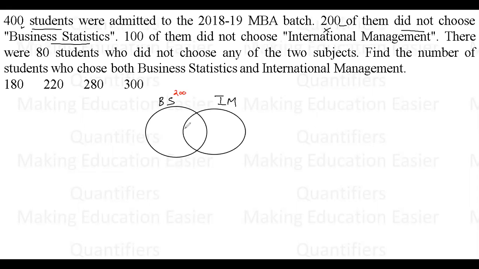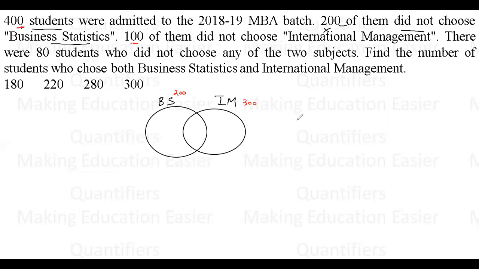Right? Because if 200 did not choose, that means 200 will choose business statistics. Similarly, 400 minus 100, so I can say this circle comes out to be 300. That means 300 students will choose international management. Now it is given that there were 80 students who did not choose any of the two subjects. So students, from here we can say that 80 students are not the part of the Venn diagram. I hope it is clear to everyone.